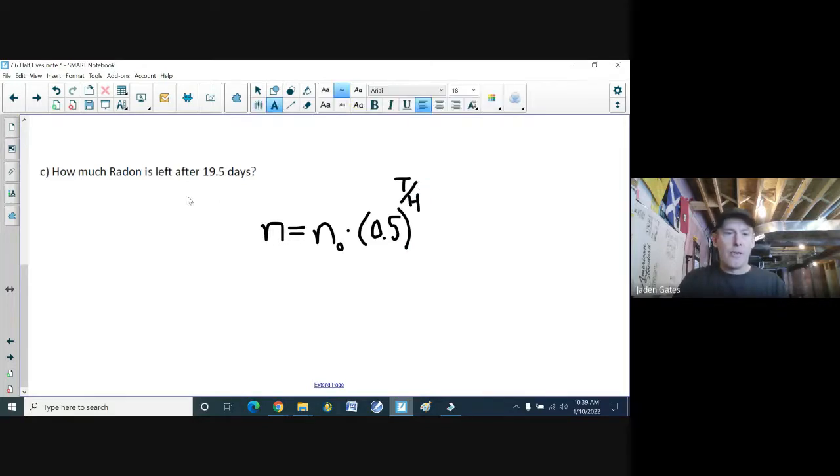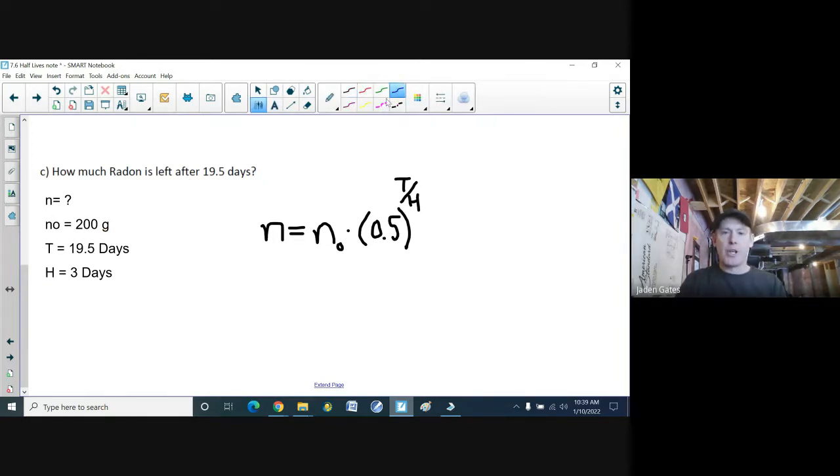All right, so the values I have, and we're trying to figure out how much is going to be left. I know it's going to be less than 3.13 grams because that's how much was left after 18 days. We started off with 200 grams, so there's my N naught. Time that's gone by, 19.5 days. We already figured out the half-life of radon is 3 days. All right, so there is all the information we need.